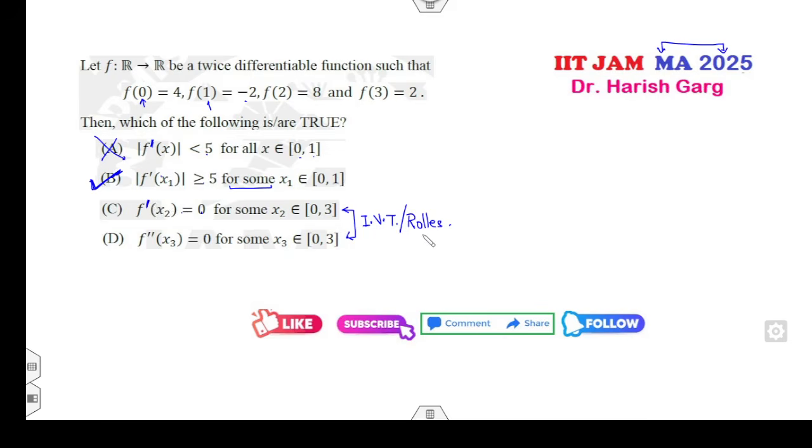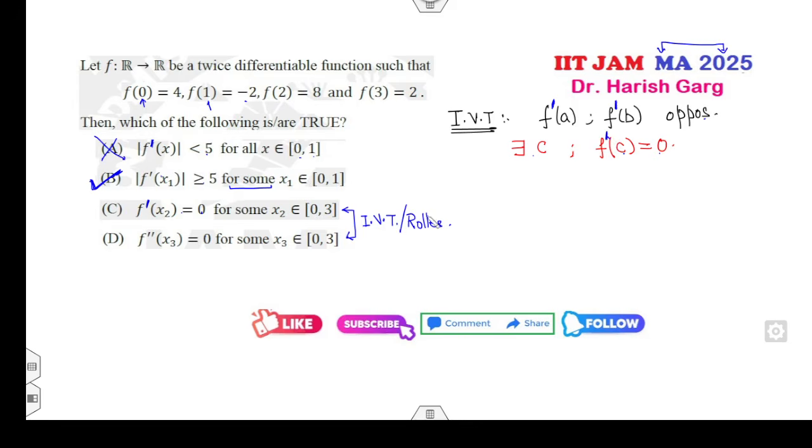इधर यू कैन अप्लाई द आईवीटी और द रोल्स थ्योरम. अगर आपको आईवीटी अप्लाई करना है, क्या कंडीशन थी? f of a, f of b, they must be opposite sign, then there exists a C which lies between the A and B such that f of C is my 0. फाइन. तो क्या आपको कोई इस दो इंटरवल में, लेकिन यहाँ तो f डैश है ना, अगर आपको f डैश पे लगानी है तो क्या करना होगा? यू हैव टू प्रूव दैट f dash A, f dash B are of opposite sign, then there exists a C such that f dash of C must be 0.